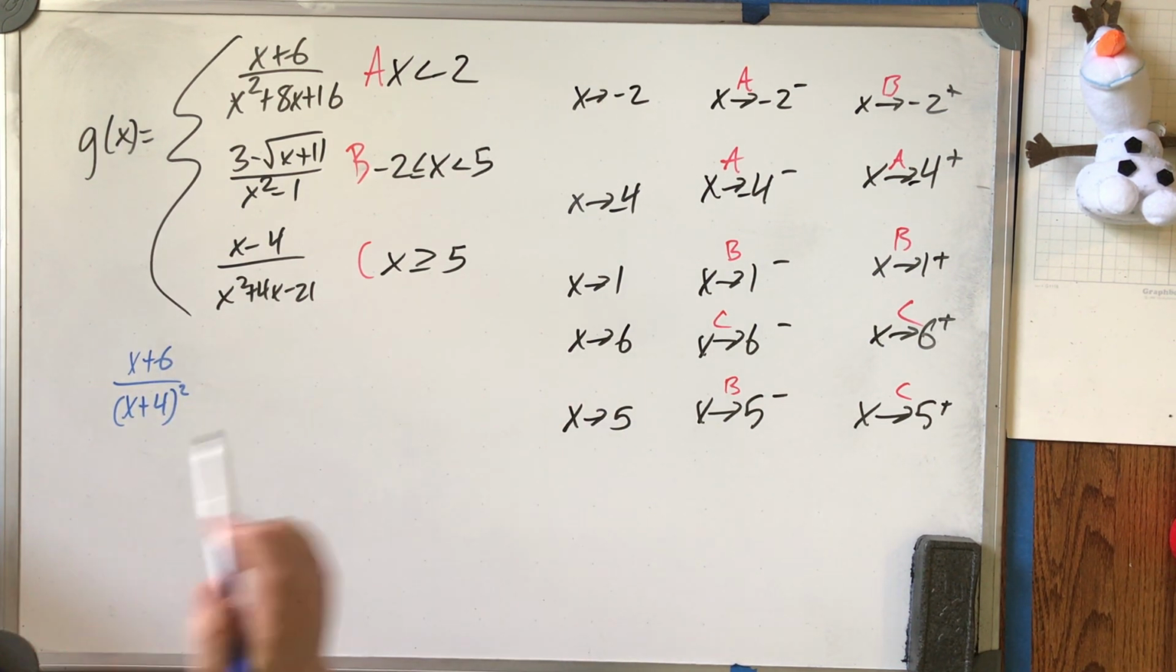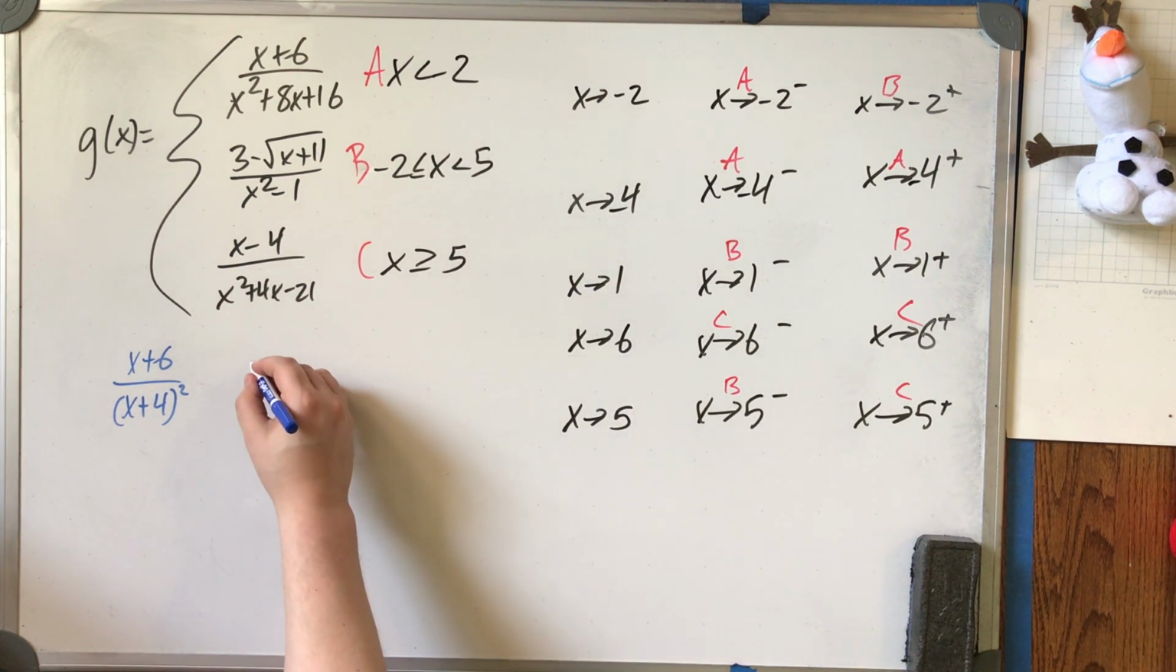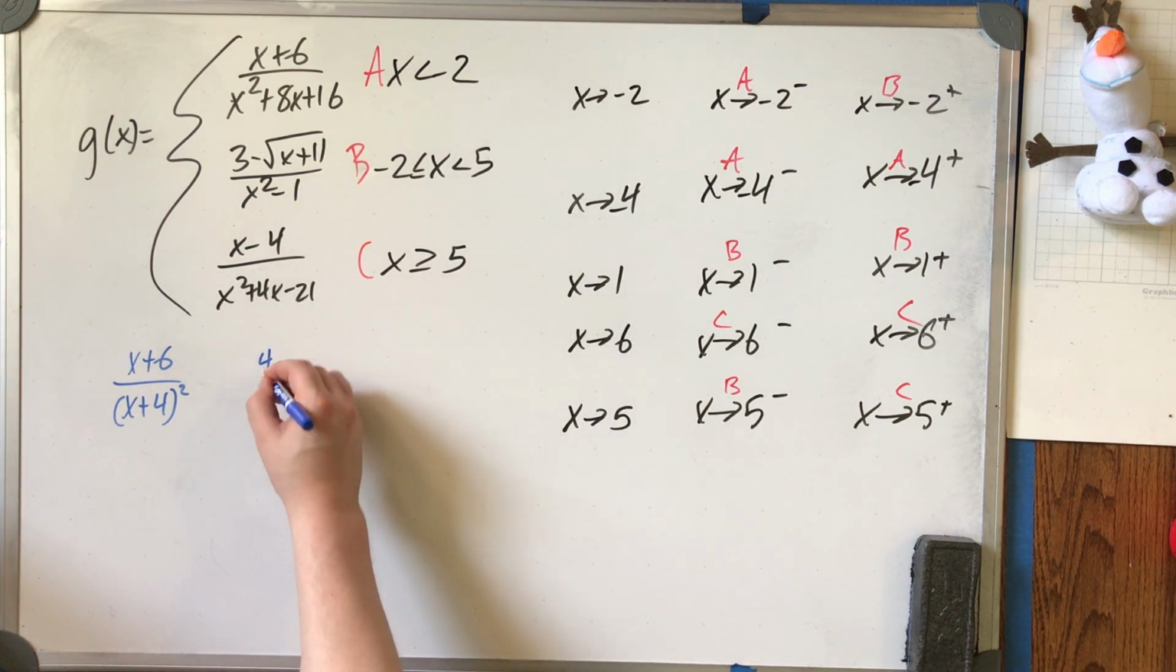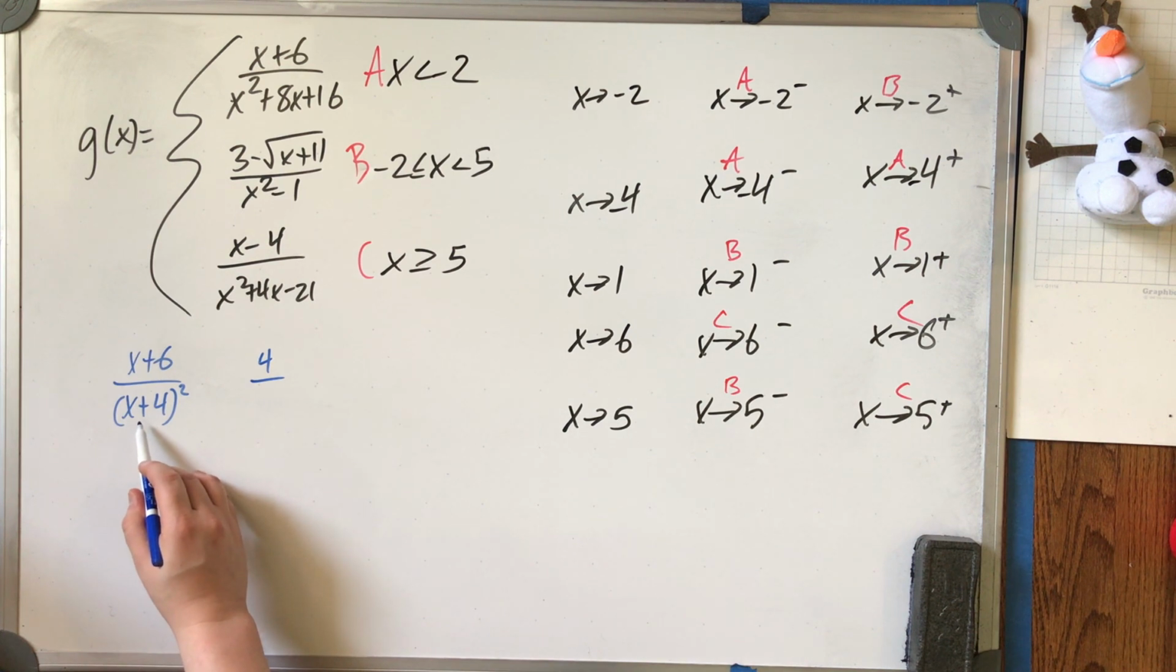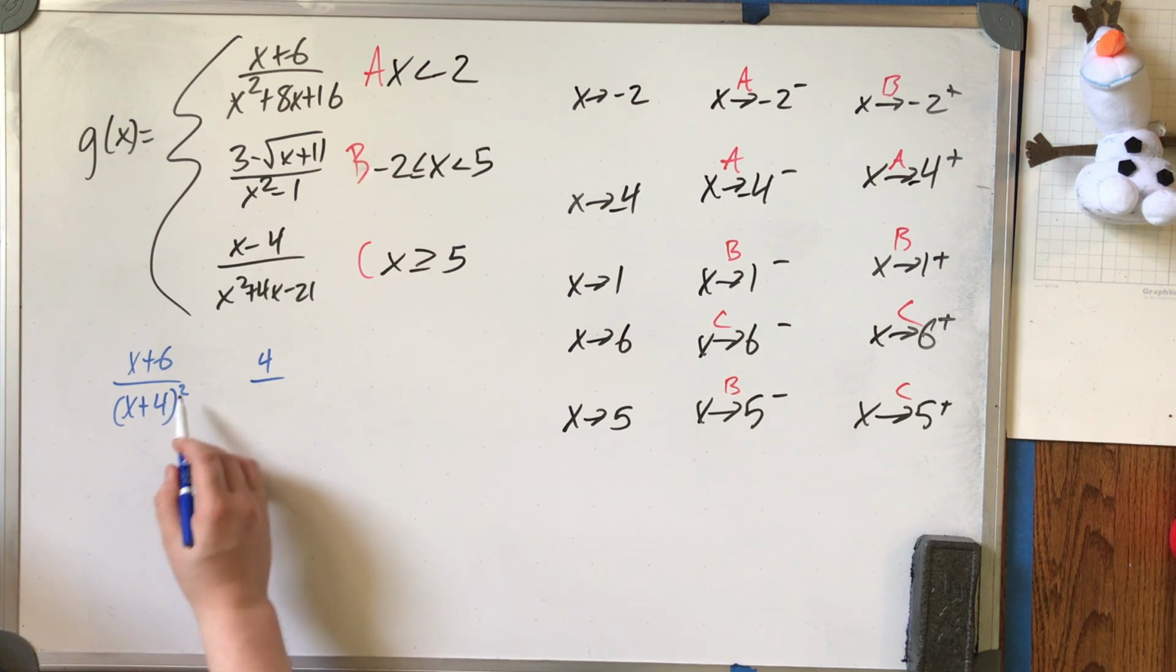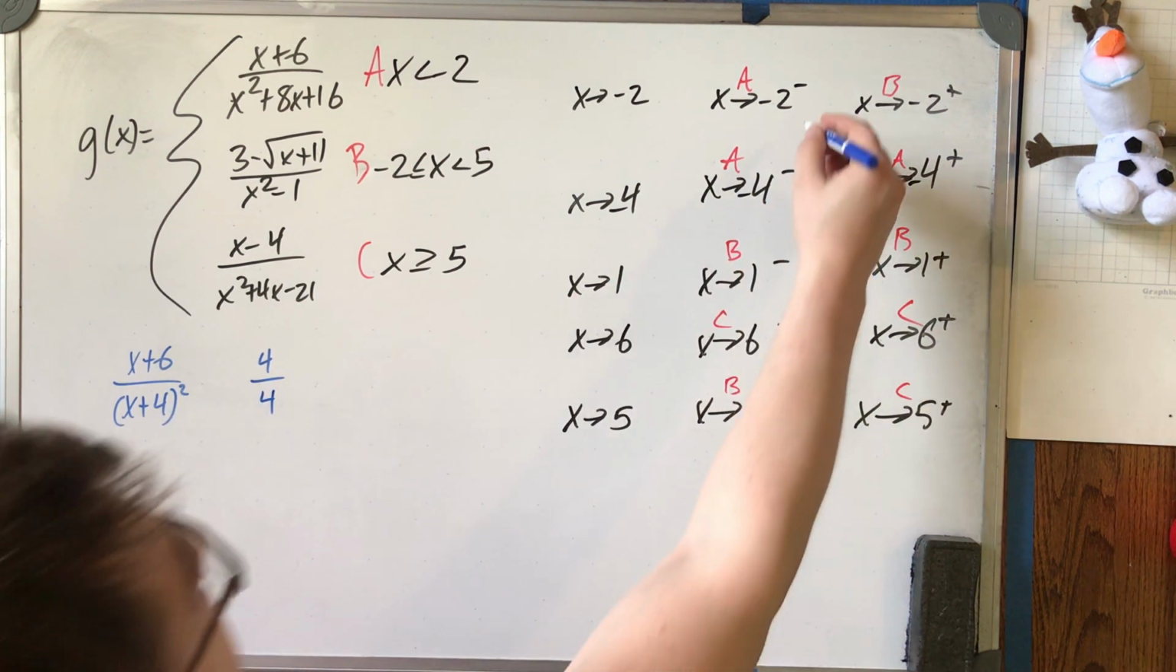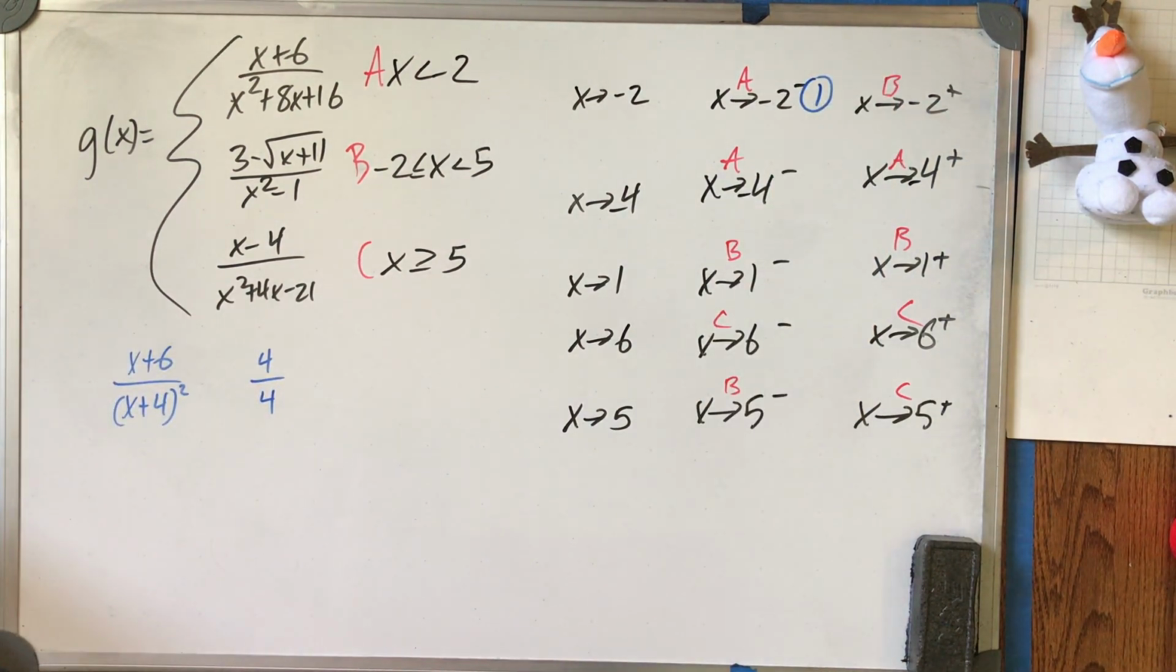So when I plug in -2 to this, I will end up with 4 over, let's see, what is this? 2, oh my god, I just forgot how to do math for a second there. -2 plus 2, that's going to be 2 squared, so that's going to be 4. So this is going to be 1. So this one is 1 right there.